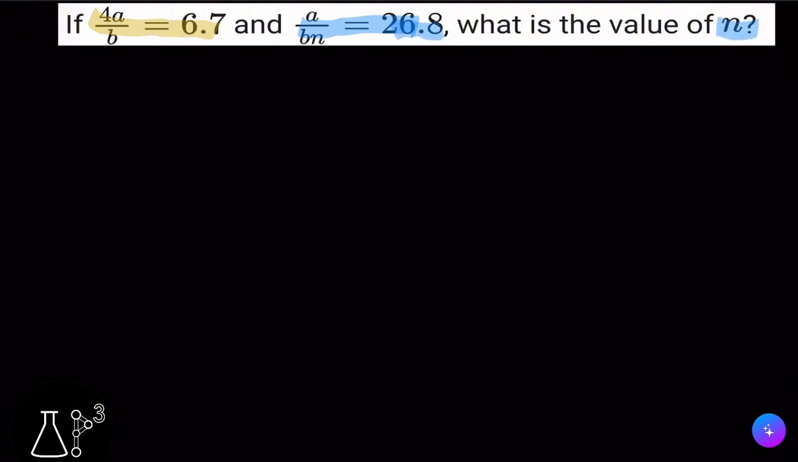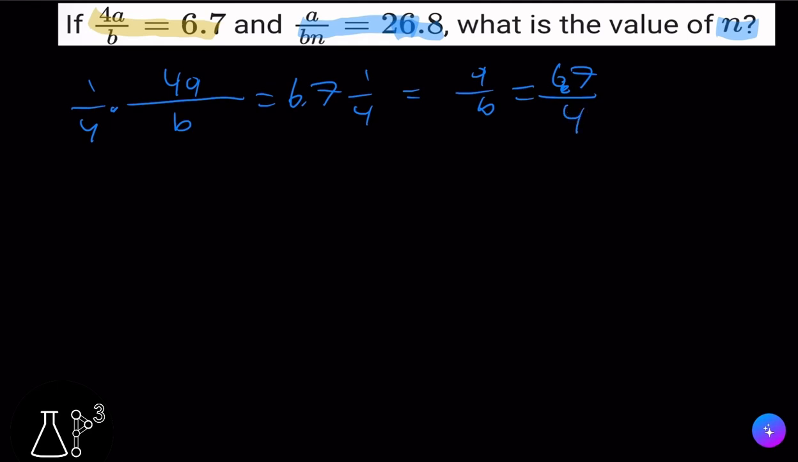Notice how both equations give you a over b. What we're going to want to do is get a over b on the yellow highlighted by itself to plug it into the highlighted equation of a divided by bn to find the value of bn and then solve for n. So 4a divided by b equals 6.7. So if I divide 4 on both sides, that equals a divided by b, which equals 6.7 divided by 4, and we found our value of a over b.